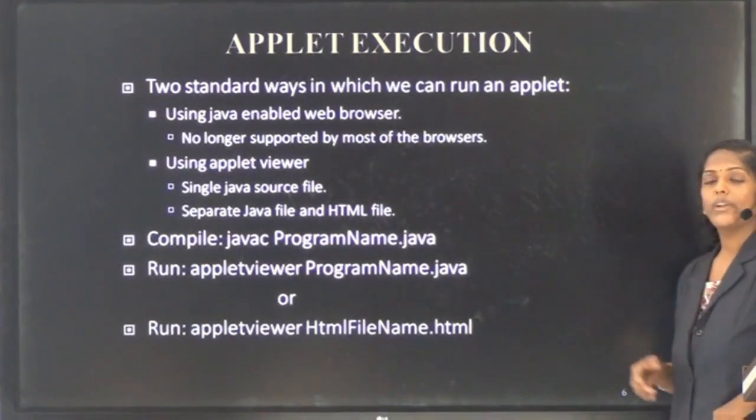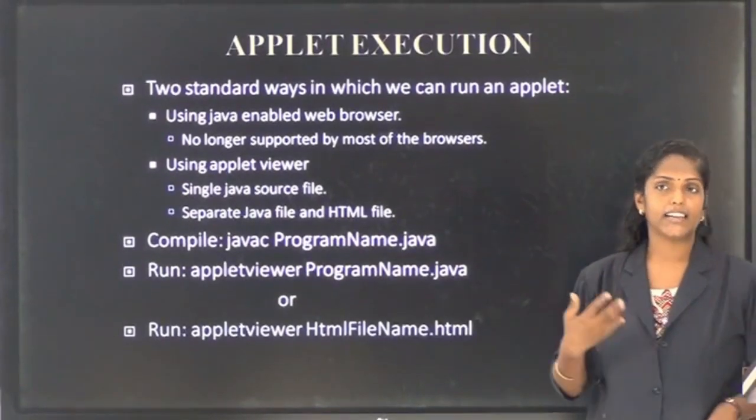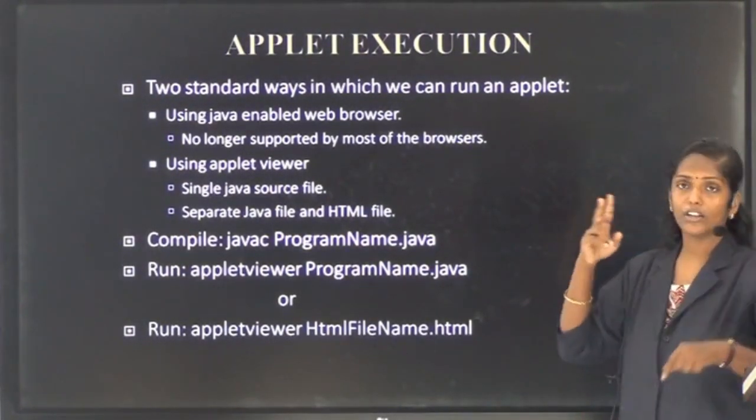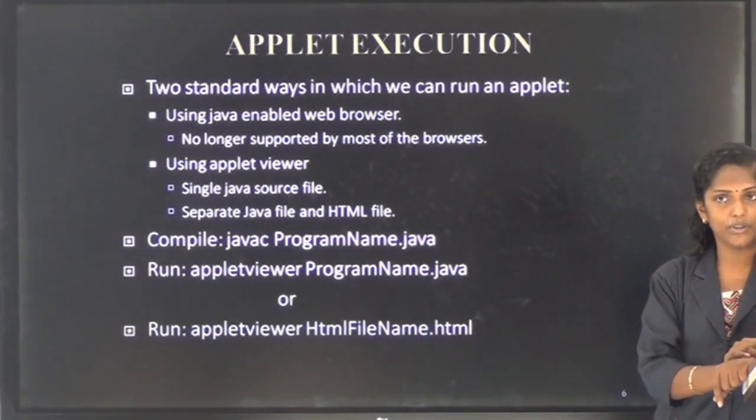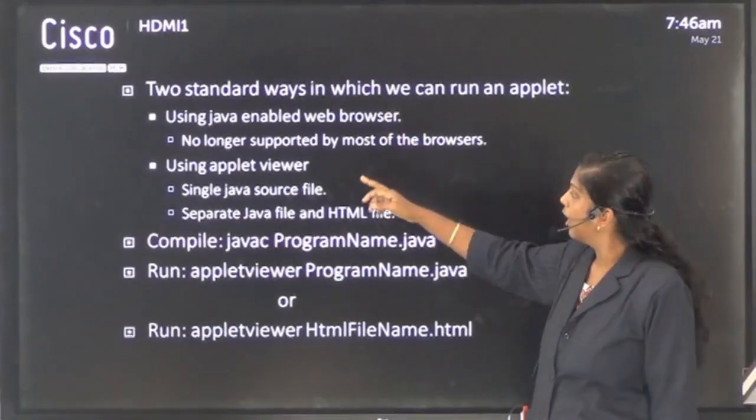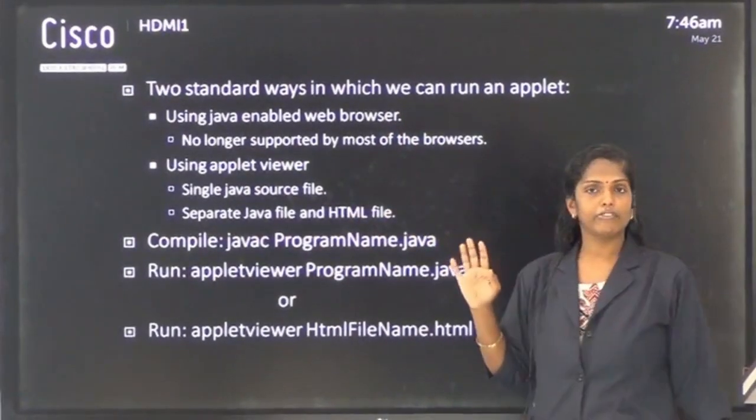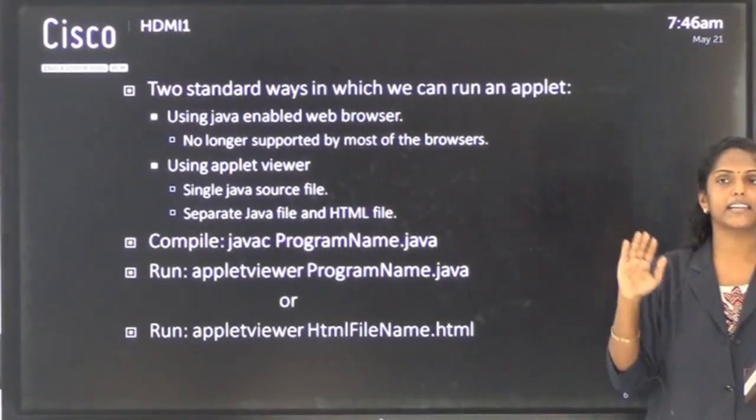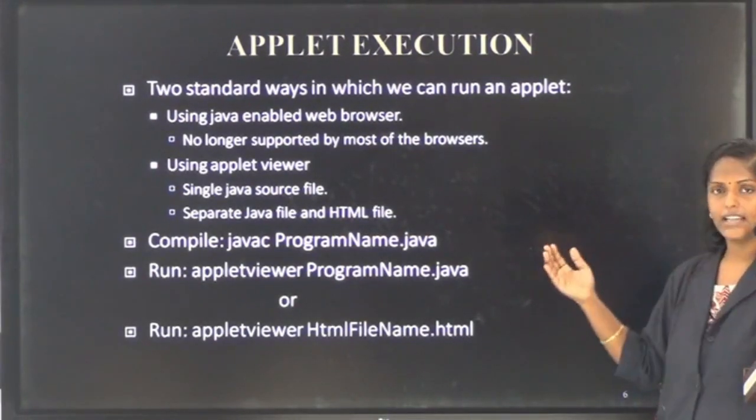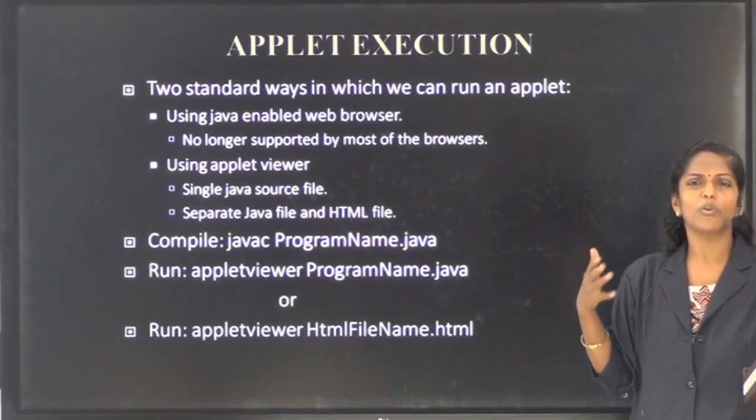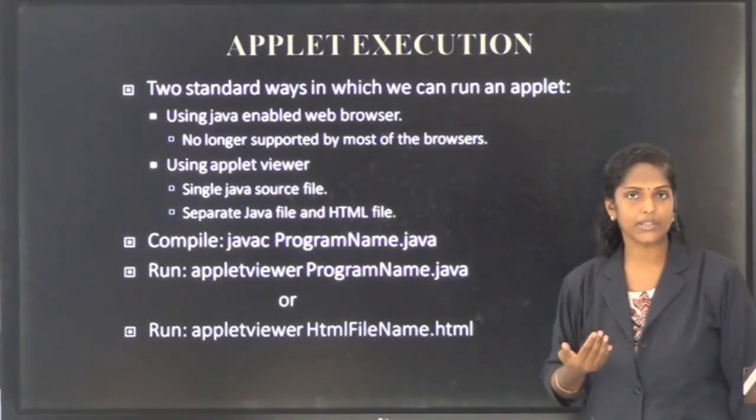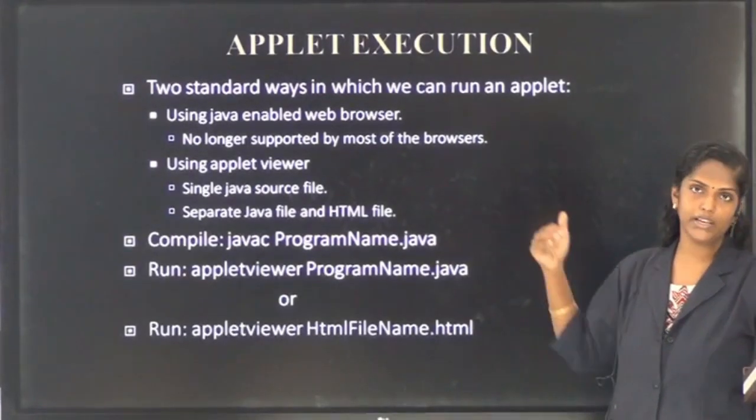Next, we will see how applets are created and how we can execute them. As we have already discussed, there are 2 ways in which we can execute an applet: either by using a Java-enabled web browser or by using an applet viewer. It is Sun's standard tool called applet viewer. The Java-enabled web browser is no longer supported by most browsers. So in this session, we will see how we can execute an applet using the applet viewer tool.